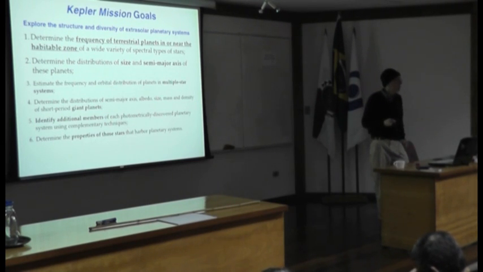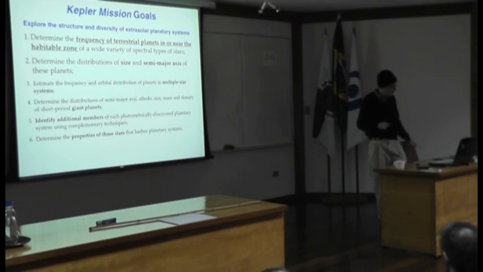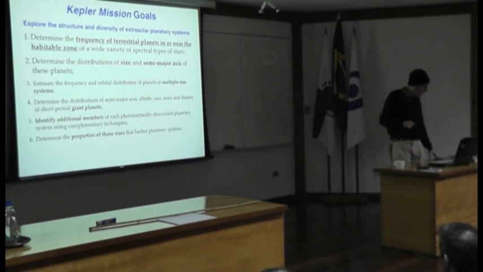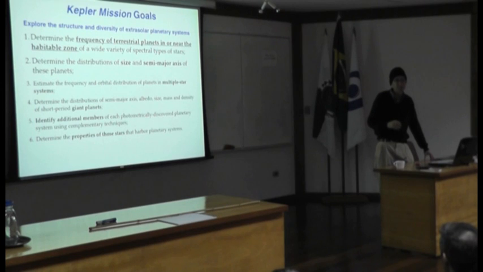Identifying additional members using complementary techniques, which means radial velocity. In some of the systems we have found non-transiting planets, including giants, at greater distances using radial velocity. And then determine the properties of those stars that harbor planetary systems. For some of the bright stars, it's done by measuring the seismic variations, stellar oscillations.